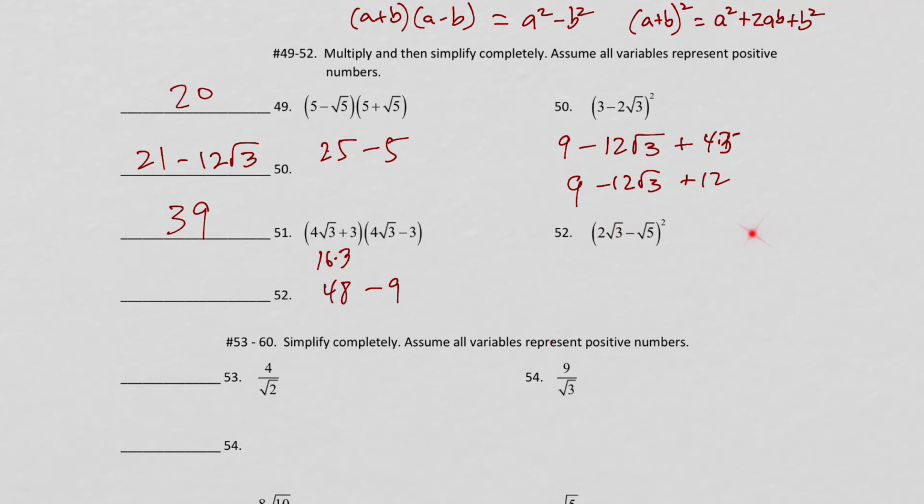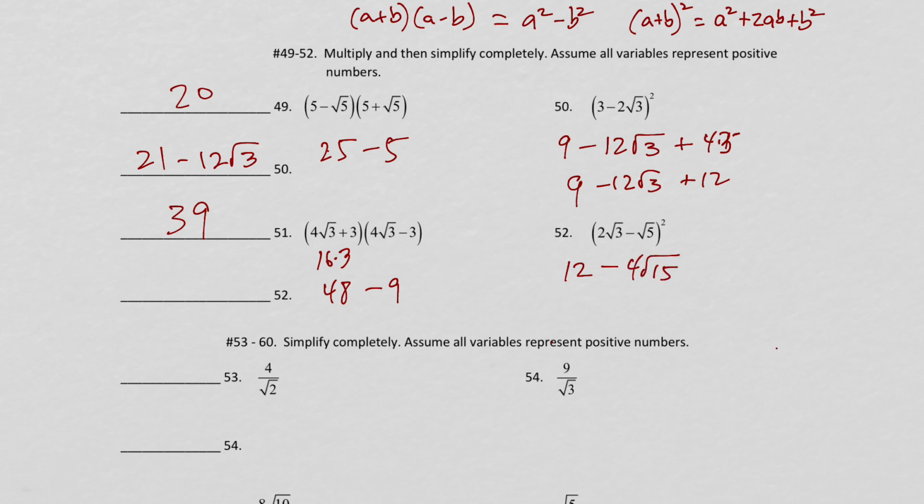Again, you could write this out twice and FOIL it, or use this. A squared is this squared, which is 4 times 3, which gives us 12, plus 2ab. It's going to be a minus because this times this is 2 root 15, but times 2 is 4 root 15.